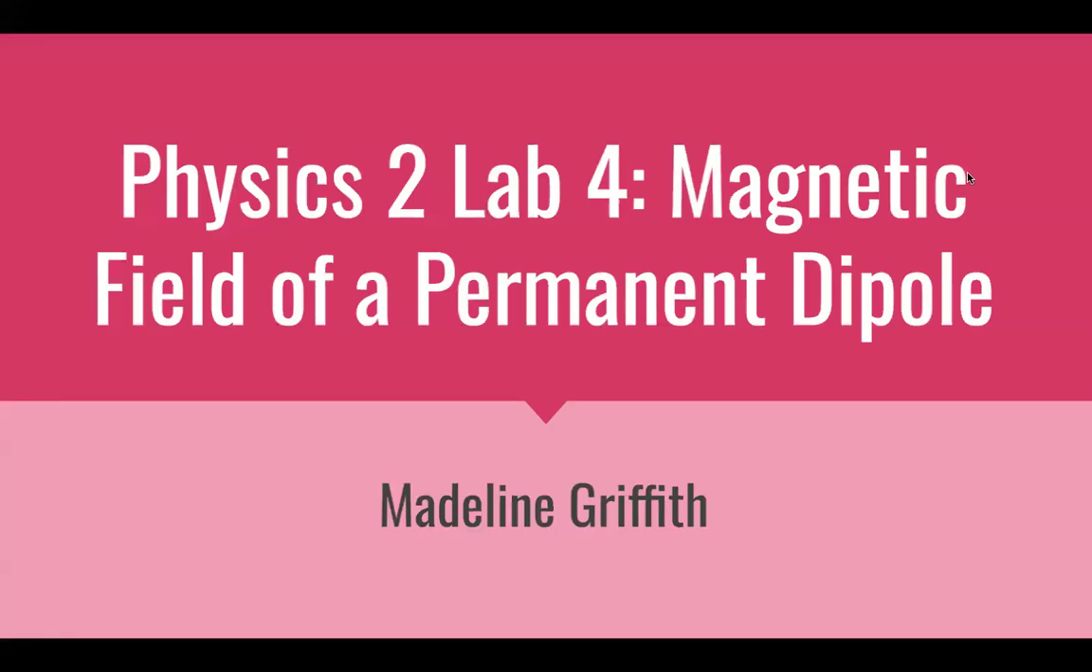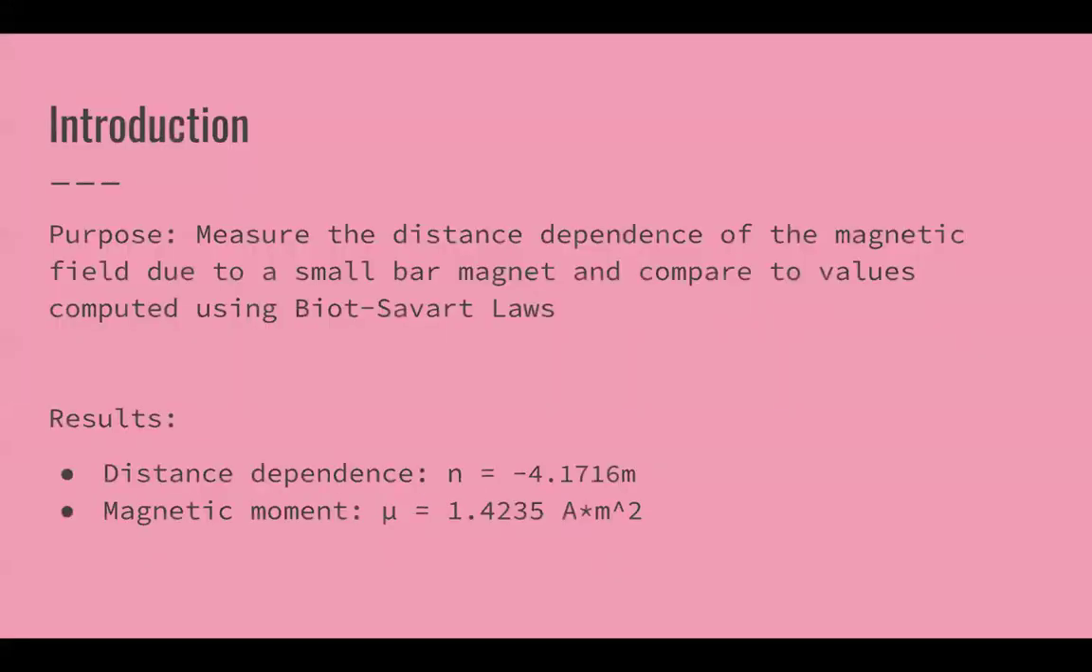Okay, this is my Physics 2 Lab 4, magnetic field of a permanent dipole. The purpose of this lab is to measure the distance dependence of the magnetic field due to a small bar magnet and compare the values computed using the Biot-Savart law. My results are that the distance dependence is negative 4.17, and the magnetic moment is 1.4 ampere meter squared.